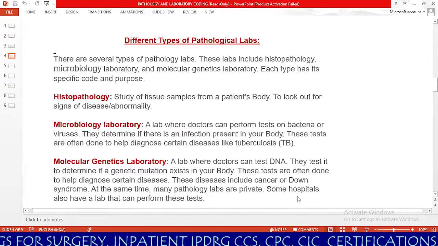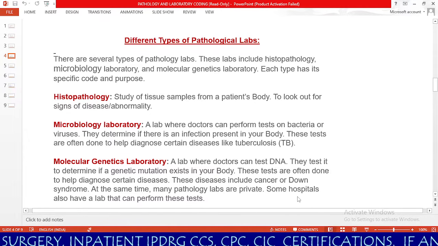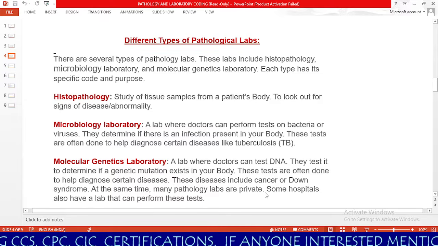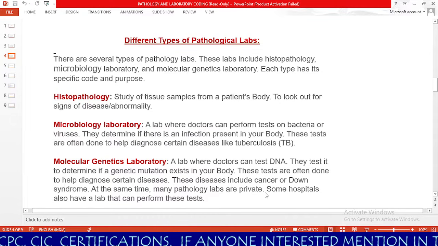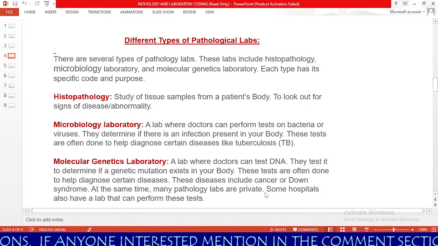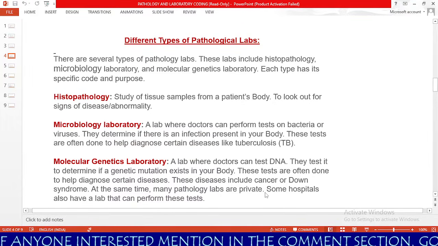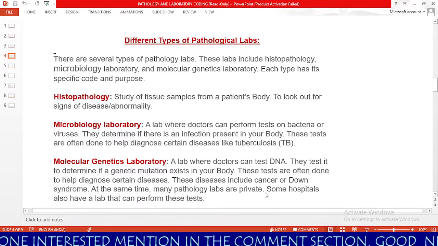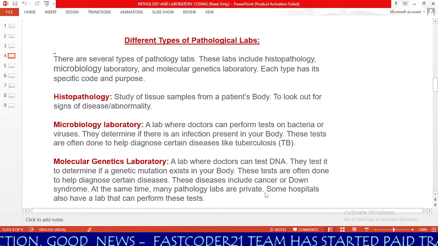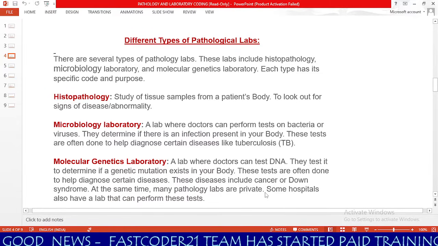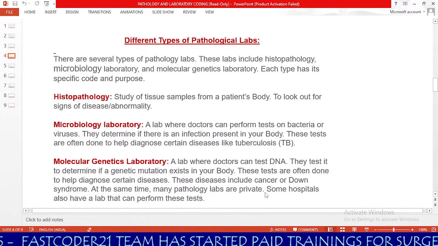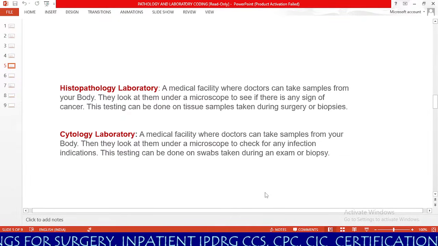So a common example for microbiology laboratory is tuberculosis. Next one is molecular genetics laboratory, where doctors test DNA. So basically using DNA testing, physicians will identify any type of genetic mutation that exists in our body. So the common reasons for molecular genetics laboratory are, for example, cancers or Down syndrome conditions, where the physician will perform DNA testing. So next one is histopathology laboratory.